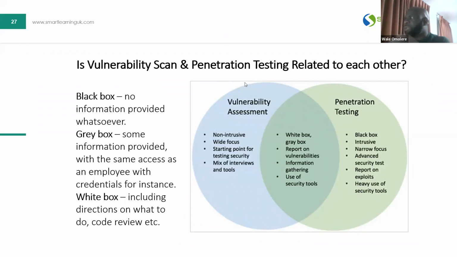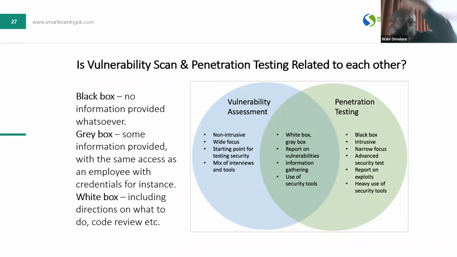Okay. So that makes sense. So vulnerability assessment or scanning can either be white, it can also be gray, okay, but it cannot be black. All right. But penetration testing can be three. It can be white, it can be gray, it can also be black as well.